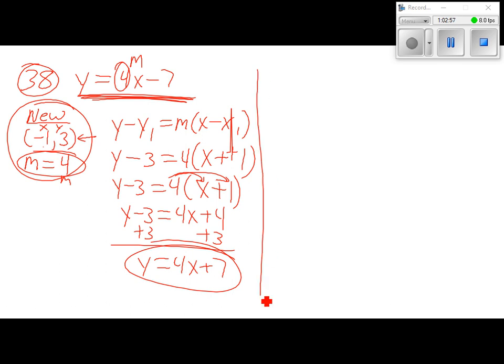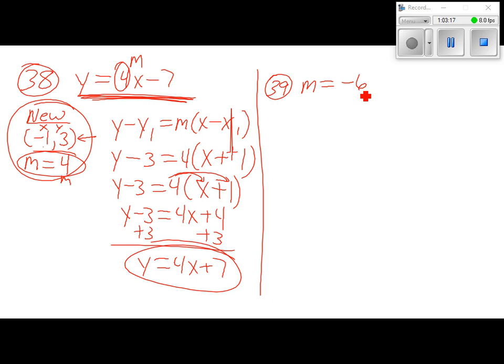Problem 39. Same idea, they give us a point and the slope. I'm not going to write everything down this time. We look at that line that they gave us. They gave us y equals negative 6x plus 10. Well, that negative 6 is our slope, and we want a line parallel to that. So the new slope has to be negative 6.